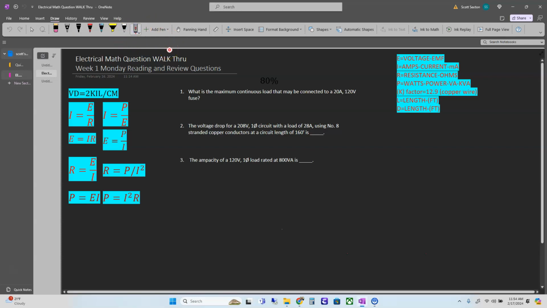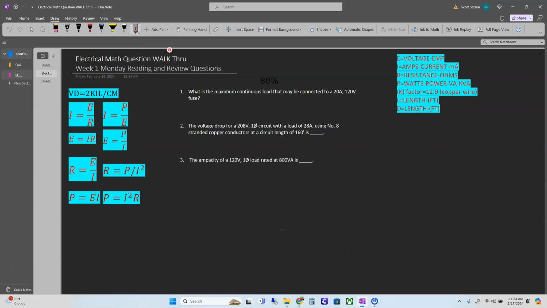So if you get out your week one reading and review questions, there's three of these questions in here, okay? And the first question asks, what is the maximum continuous load that may be connected to a 20 amp, 120 volt circuit? Okay, so now we have to break the question down, and we do this by picking out the key words. So I'm looking for maximum continuous load. I want to know I've got 20 amps. And the question here is, do I need this information? For this particular question, you do not.